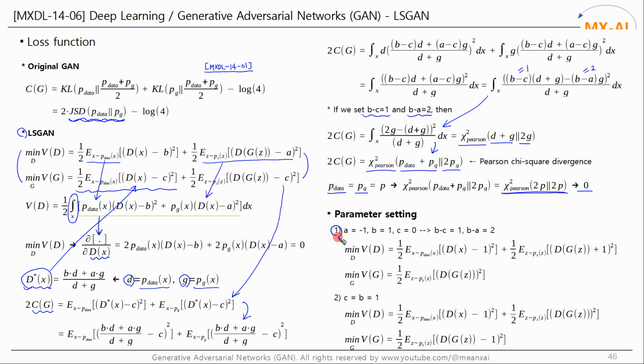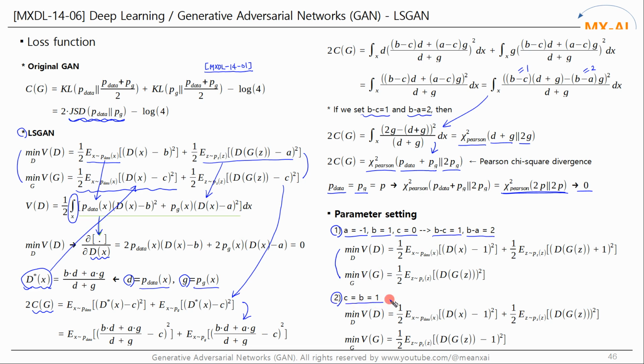One way to determine the values of a, b, and c is to set a to -1, b to 1, and c to 0. Then a, b, and c satisfy these conditions. We then get the following objective functions. Another method is to make G generate samples as real as possible by setting c equal to b.